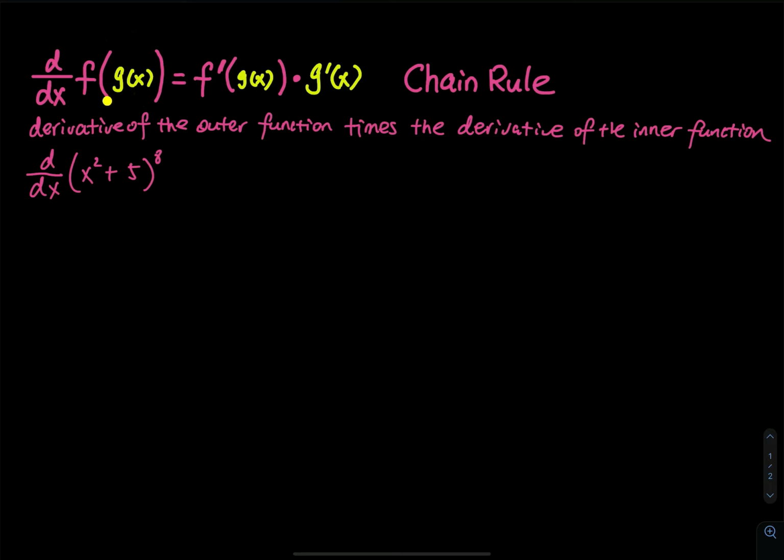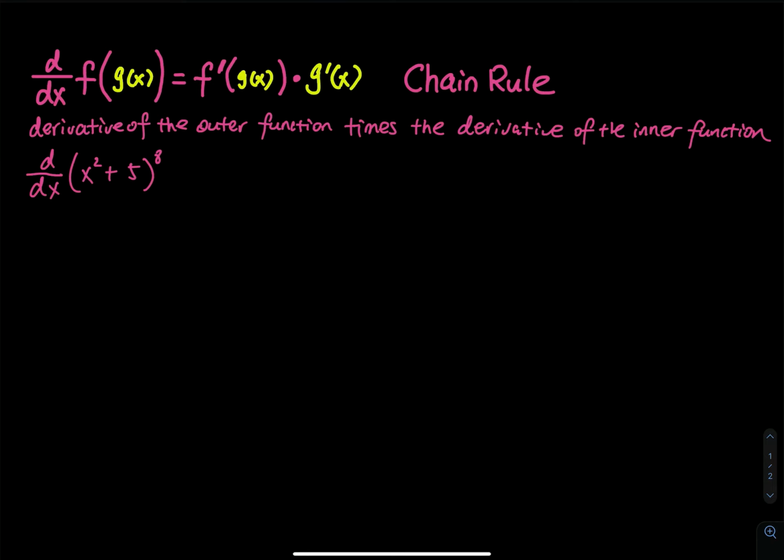So when you take the derivative of that, so for example, x squared plus 5, and then you have the whole thing raised to the 8th power. So this function, we have a parabola, the x squared plus 5 inside an 8th power. Okay, so that is equal to f prime of g times g prime of x. This is called a chain rule. So the chain rule in words is the derivative of the outer function times the derivative of the inner function.